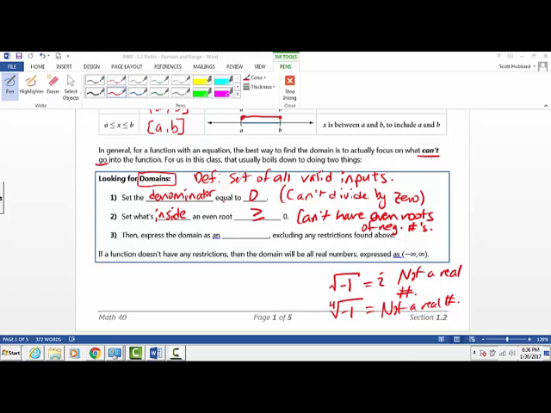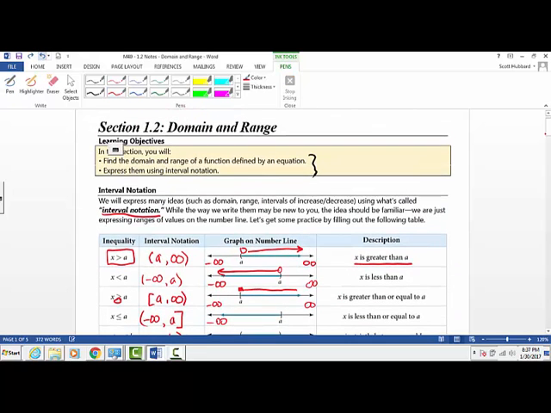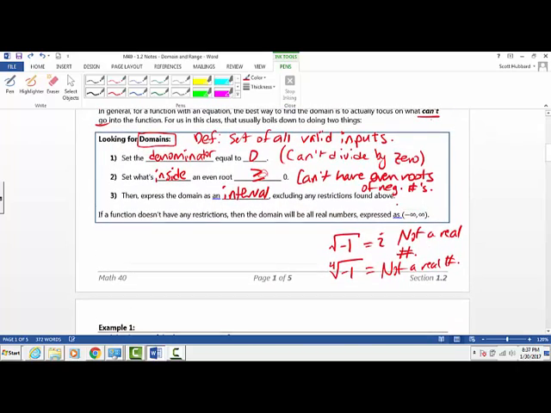Then once we've got rid of all the restrictions, we'll express it as an interval. And if a function doesn't have any restrictions, if it's all good to go, I didn't have any division by 0 or any square roots in the problem, then the interval is going to be all real numbers, and the way we write that is just like this. Anyways, let's get some practice.